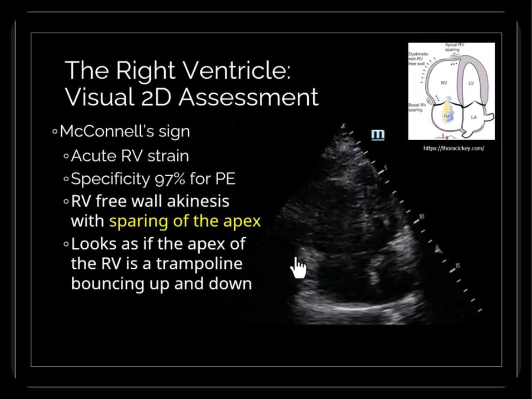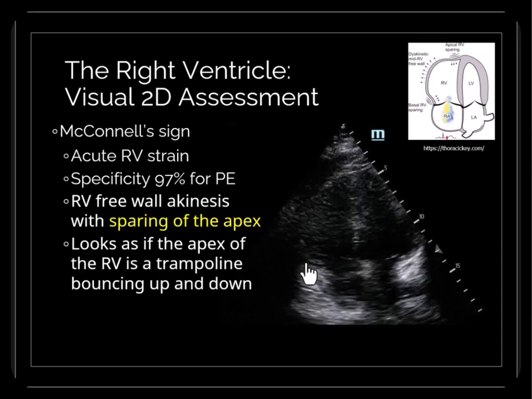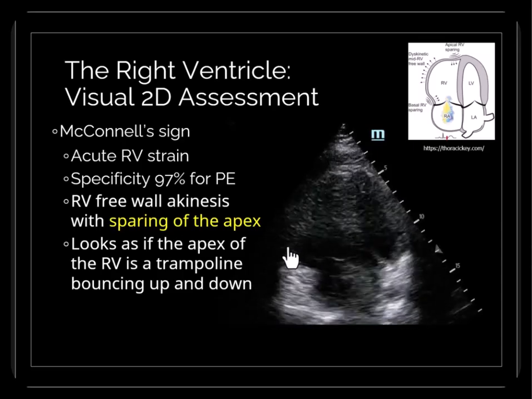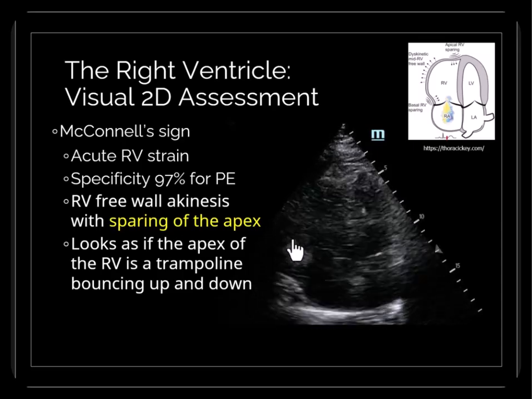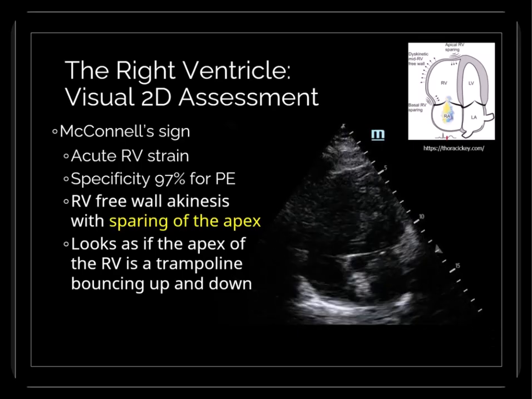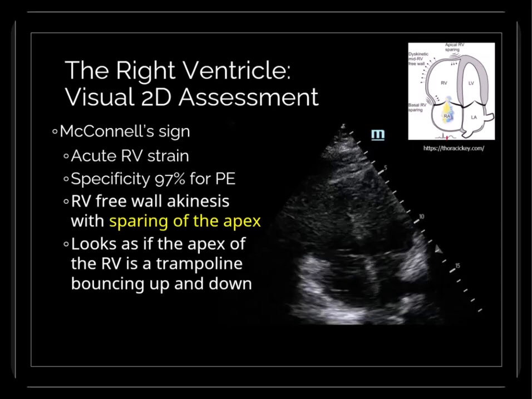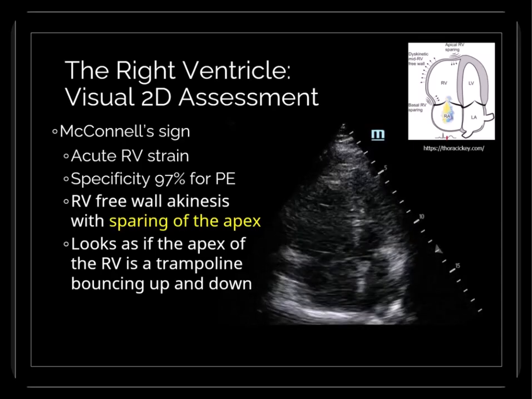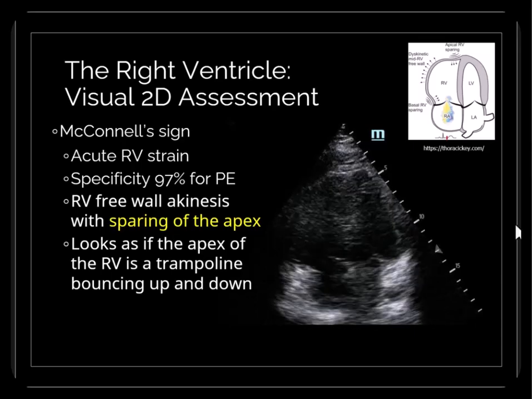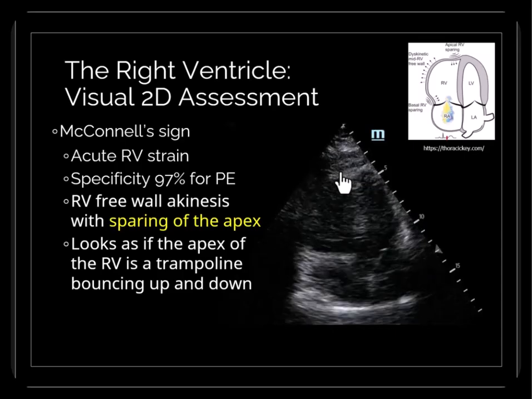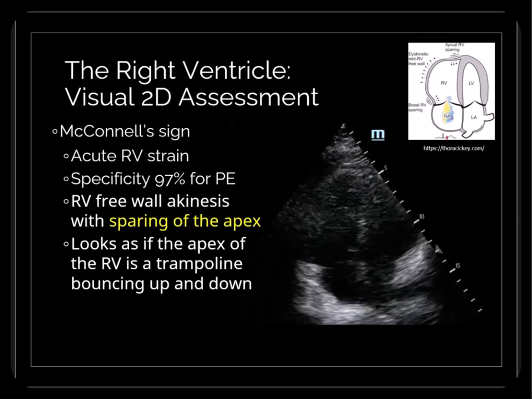Generally speaking, you might have some basal RV sparing where there's some up and down motion of the tricuspid valve annulus in this area, but relative akinesis of the RV free wall. We often see this in cases of acute RV strain, and it's very specific, 97% for pulmonary embolism. I like to say it looks as if the apex of the RV, it's almost like a little trampoline with a little guy jumping up and down, pushing down that apex of the right ventricle.